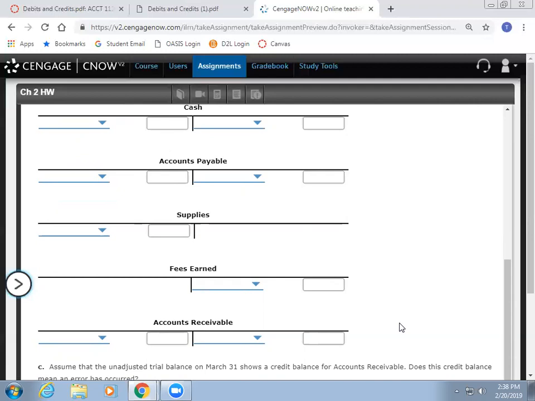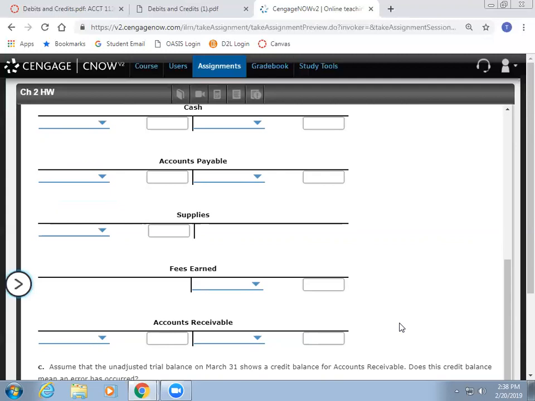Okay. So again, for the test, make sure you understand how to journalize a transaction. And then from there, post it into T accounts. Balance those T accounts so then you can get ending balances to do a trial balance.